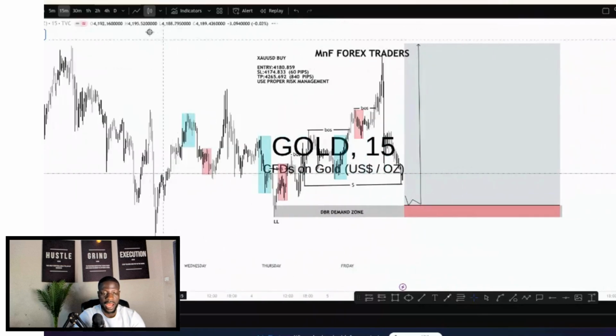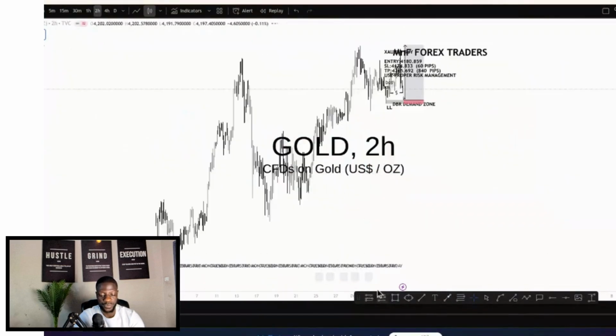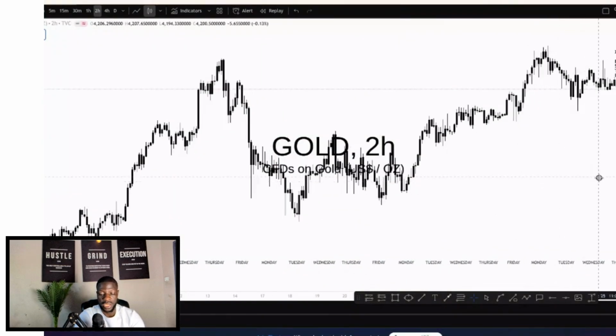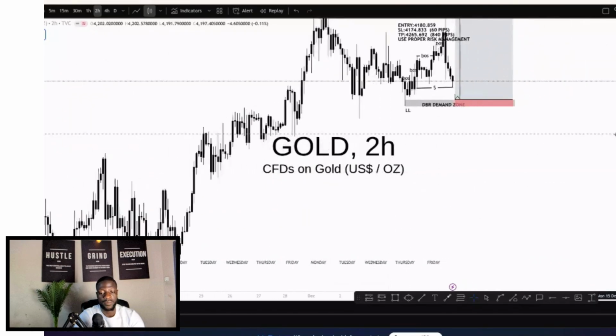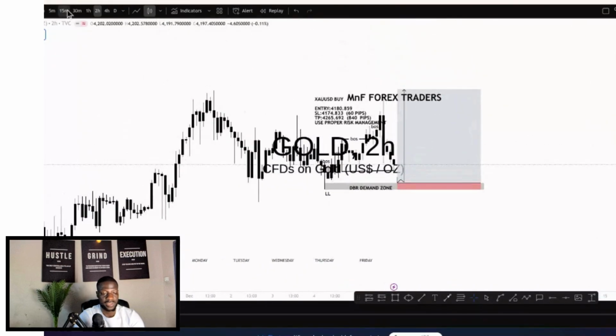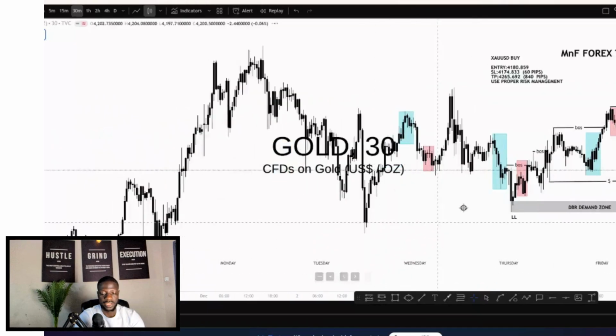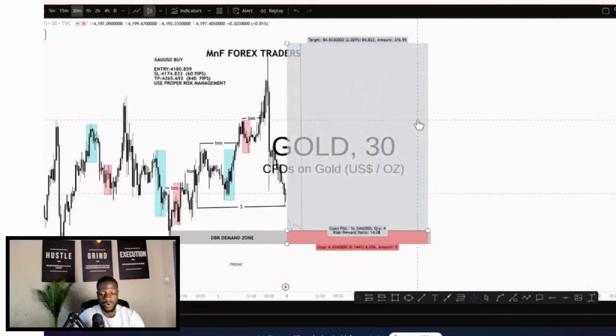If you go to the higher time frame, on the 2-hour time frame, you'll be able to appreciate that the trend is actually very bullish, and because of that, we're going to look for buying opportunities on this particular pair right here. And then you can see that this is actually a 1-to-14 risk reward ratio trade.